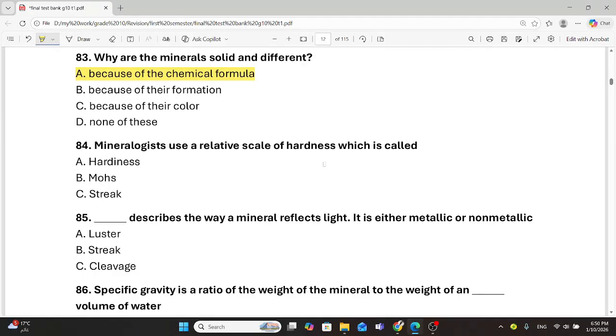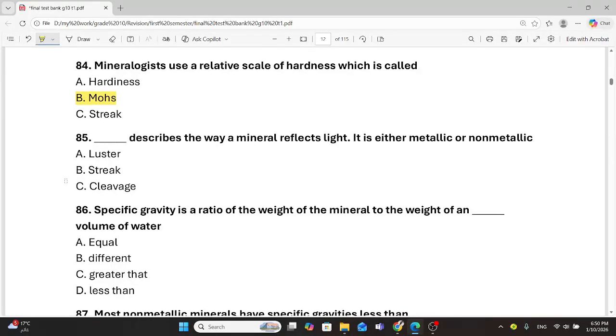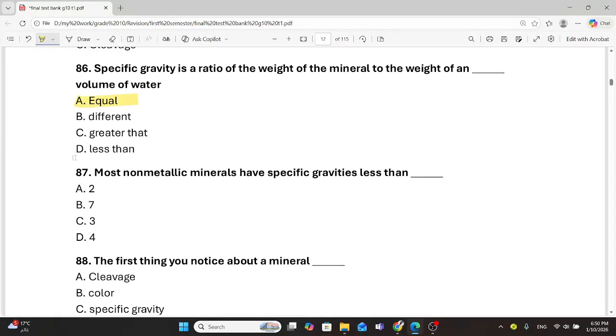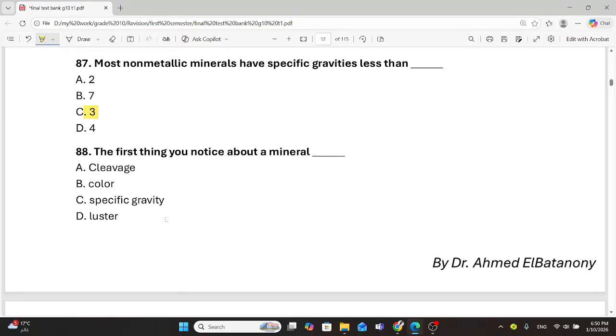طيب mineralogists use a relative scale of hardness which is called Mohs hardness. What describes the way a mineral reflects light? It is either metallic or non-metallic. Luster. Specific gravity is a ratio of the weight of a mineral to the weight of an equal volume of water. Most non-metallic minerals have specific gravity less than 3. The first thing you note about a mineral is color.